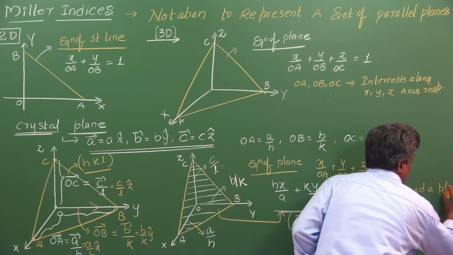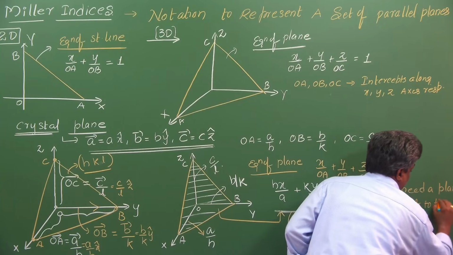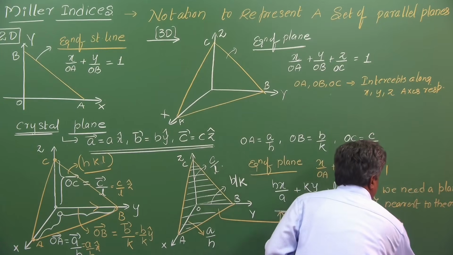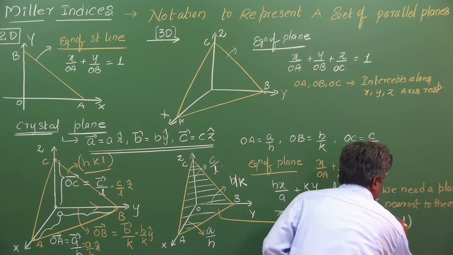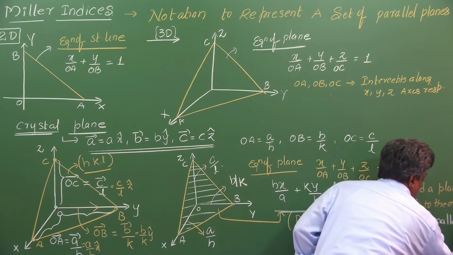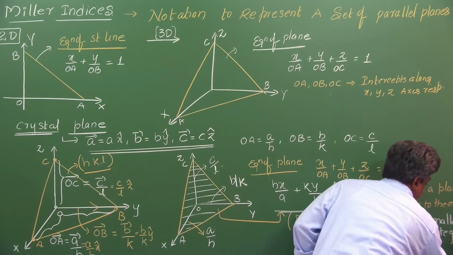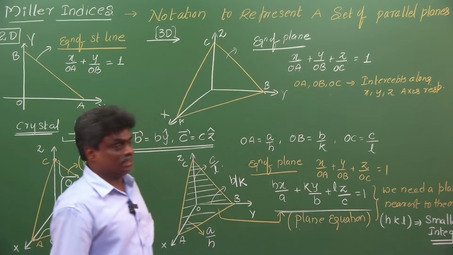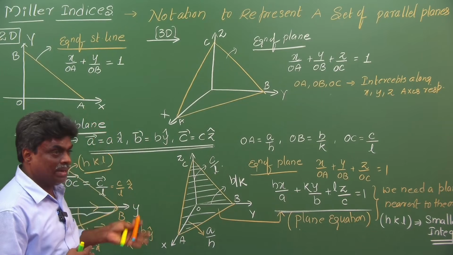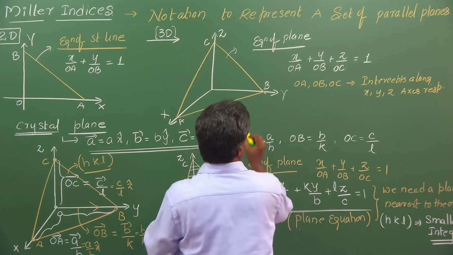I hope everybody understands, nearest to the origin. You will get the plane nearest to the origin if and only if h, k, l are the smallest integers. That's why you multiply with the LCM. But my advice, whenever you are doing a Miller indices problem, there is only one equation you have to remember. Everyone, please see the board. Ready?